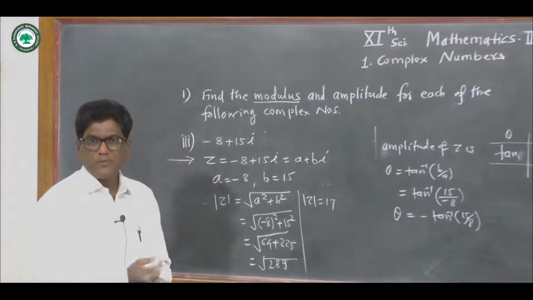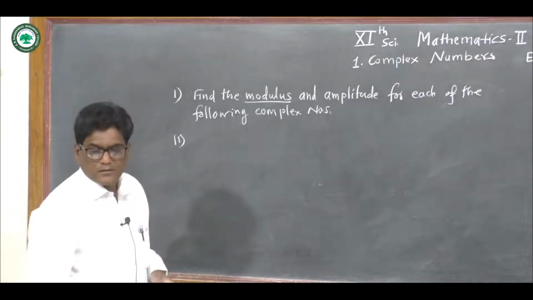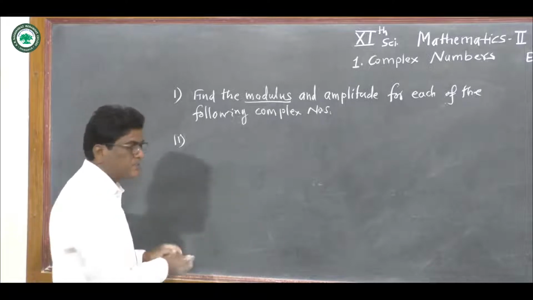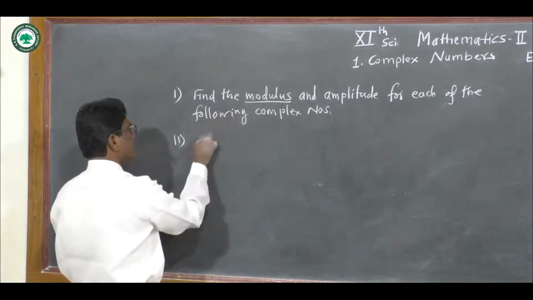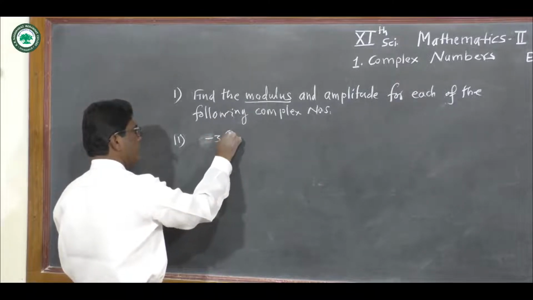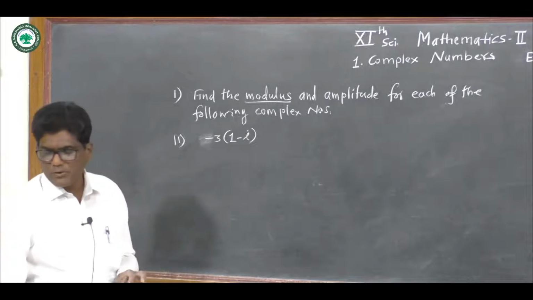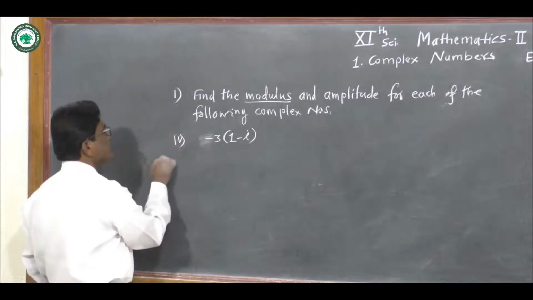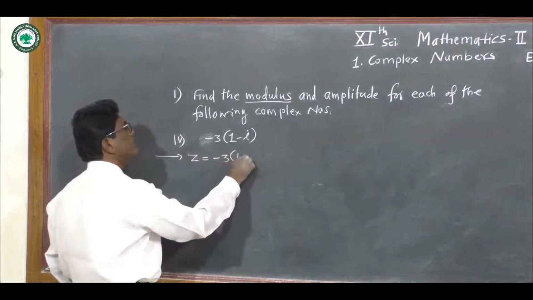Now the fourth problem. Z is equal to minus 3 in the bracket 1 minus i. This is the fourth problem. Minus 3 in the bracket 1 minus i. So we call this Z. So Z is equal to minus 3 in the bracket 1 minus i.